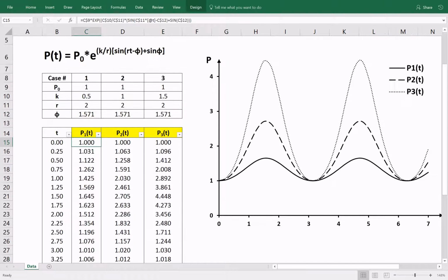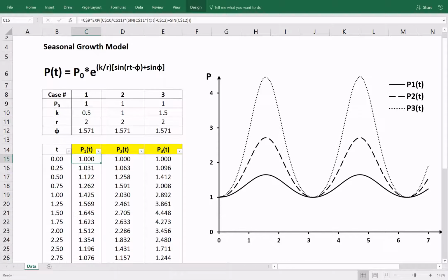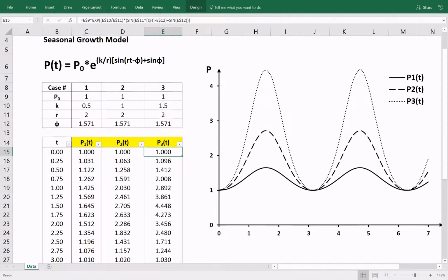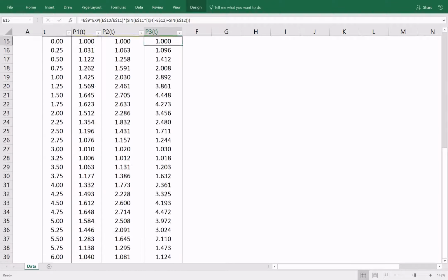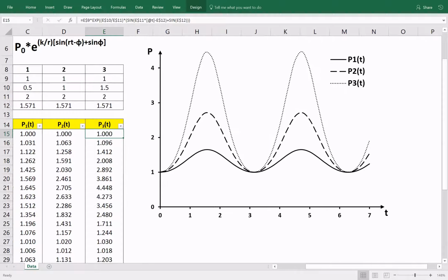I grabbed this equation and plugged in each one. As you can see, I just put the giant equation inside. You can check it out for yourself, but basically that's the population for these parameters, and this one's for these parameters. P of 2 is for the second one, and 3 involves the third column of parameters. I did this for time from 0 to 7, and graphing it out you get something that looks like this.